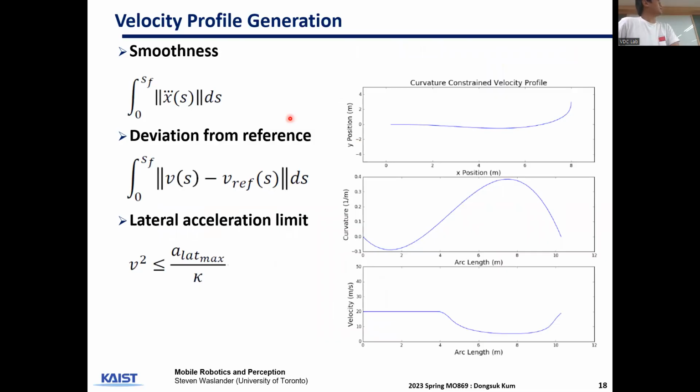For velocity profile generation, you usually take into account smoothness for smooth velocity. In this case, it's the third order derivative of x. You want to minimize this, as well as the deviation from the velocity reference, as well as limiting the velocity based on the lateral acceleration and curvature.